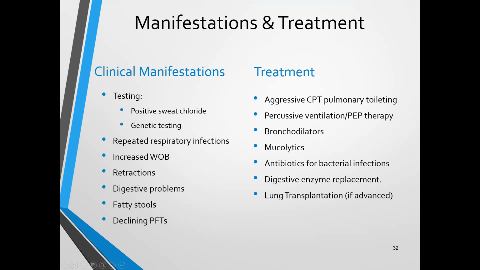Manifestations and treatments. Testing, identifying through a sweat chloride test or genetic testing, is pretty much the standard these days. Repeated respiratory infections, increased work of breathing, retractions, and digestive problems because they have pancreatic insufficiency as well. So it's not just a lung issue. Fatty stools, because patients with cystic fibrosis do not digest fats very well. They can do an okay job if they're getting digestive supplements or enzymes, but not so much if they're not. Declining PFTs.